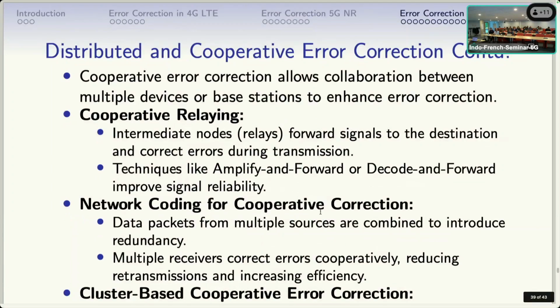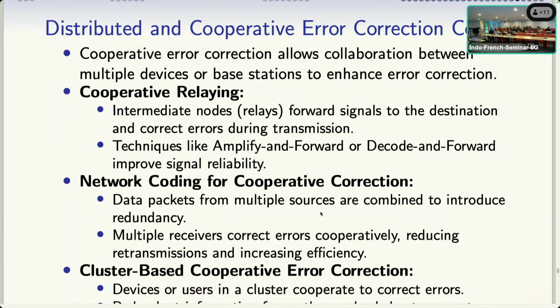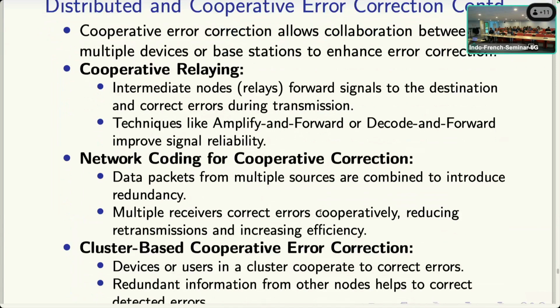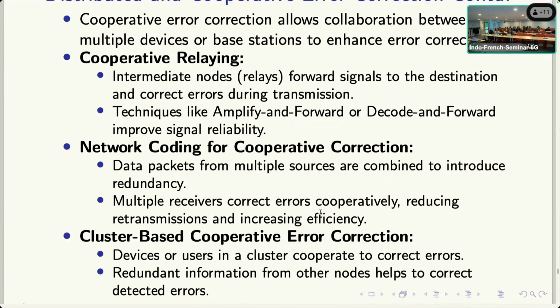Then there would be cooperative error correction. In that case, cooperative relaying, and network coding is also another contender for error correction. Then cluster-based error correction: in a certain type of channel scenario, it can be expected that some users would be deeply affected. Then there would be a separate measure to address those users, marking a cluster and addressing the error correction in that.